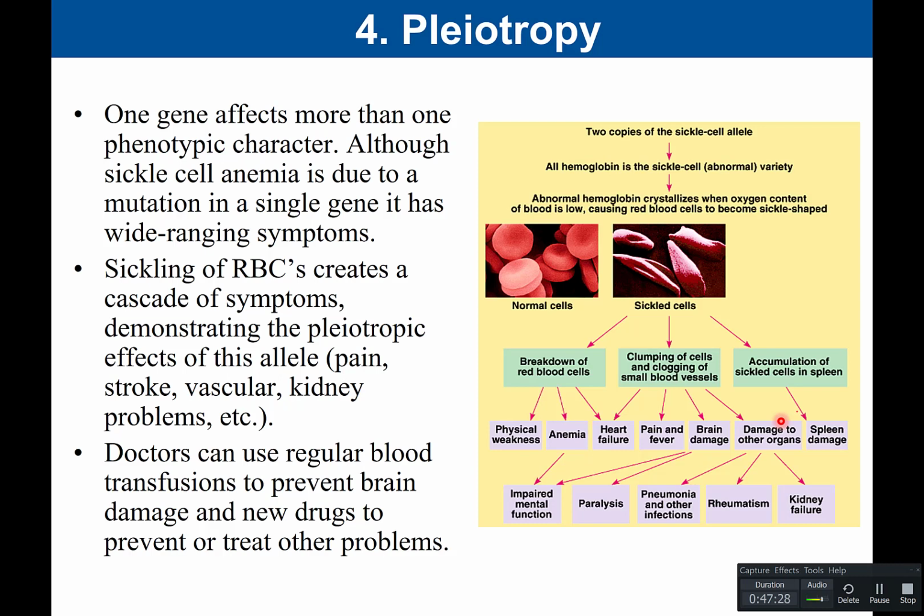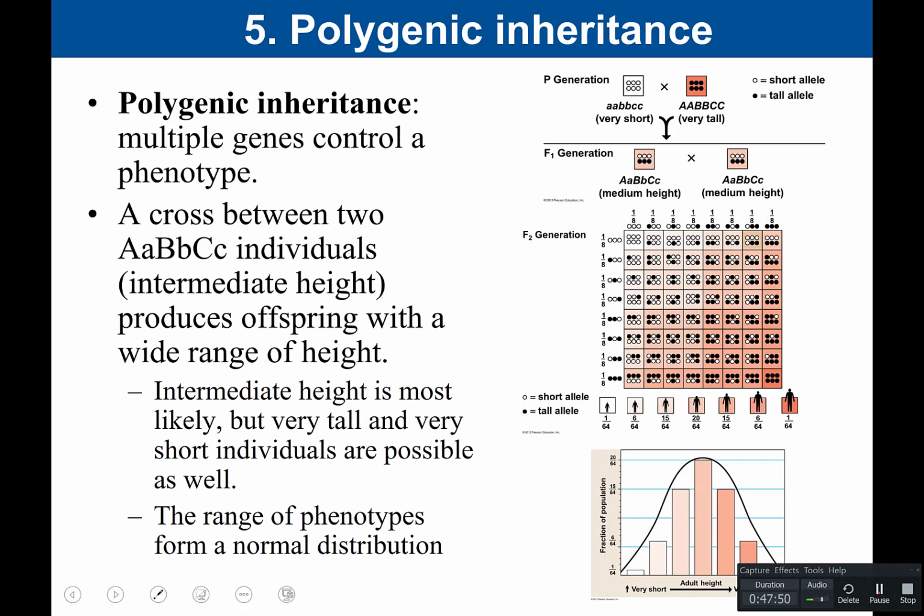You're going to see this in contrast to the next one, polygenic inheritance, where multiple genes code for one phenotype. Pleiotropy is the opposite: one gene, many phenotypes. So polygenic inheritance, multiple genes control a single phenotype.